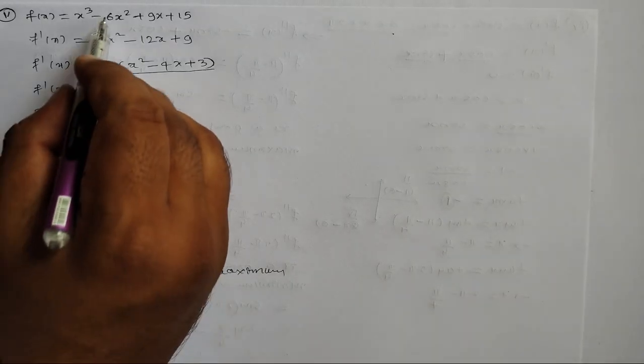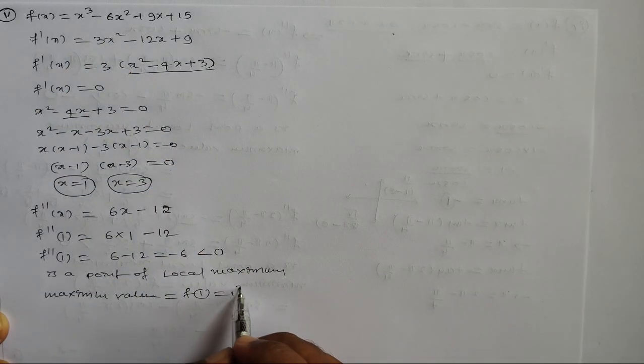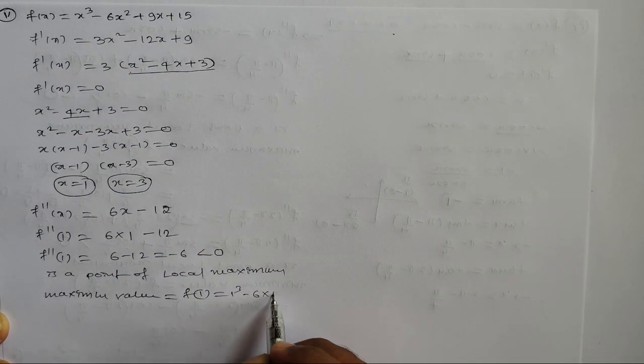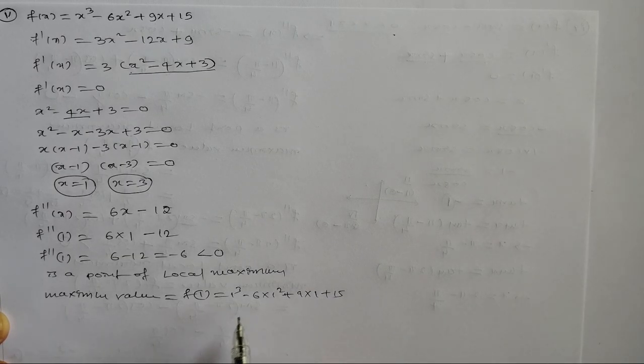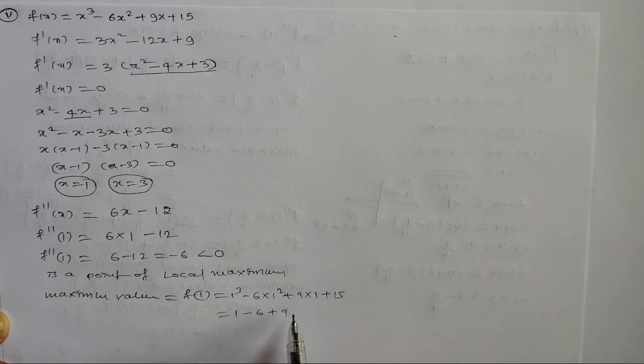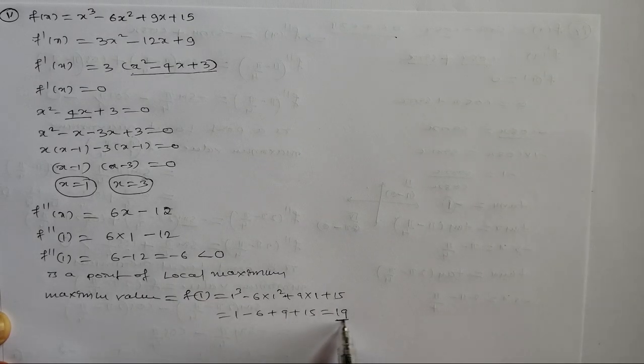Okay, substitute here 1, that is 1 cube minus 6 into 1 square plus 9 into 1 plus 15. So that is equal to 1 minus 6 plus 9 plus 15. See, 9 minus 6, 3 plus 1, 4 plus 15 becomes what? 19. Okay, maximum value of this function is 19, right?